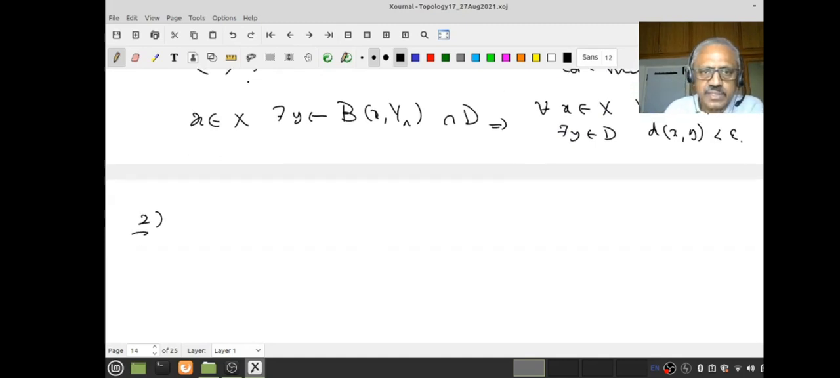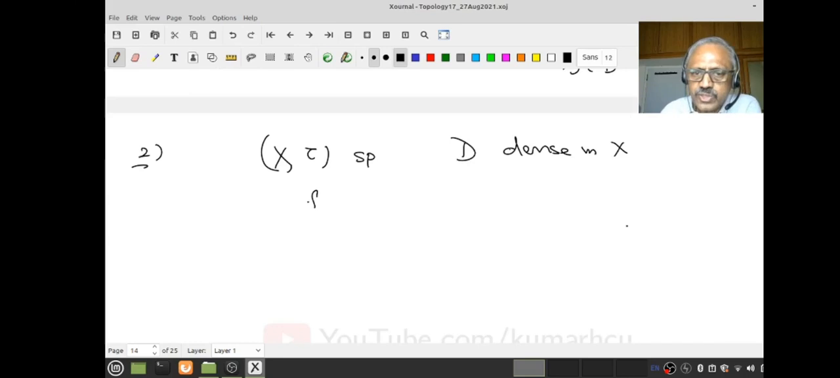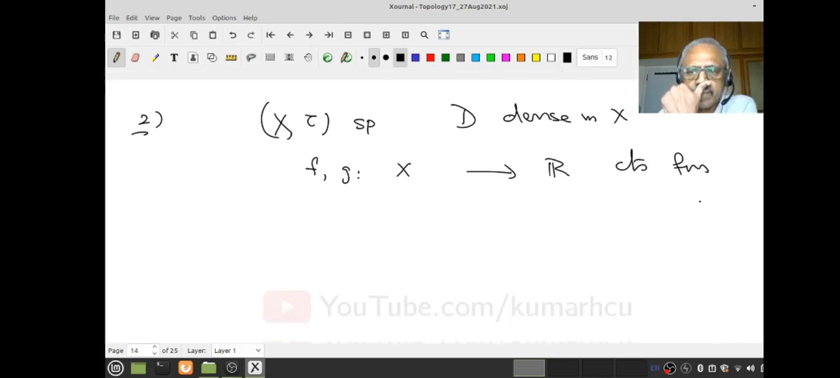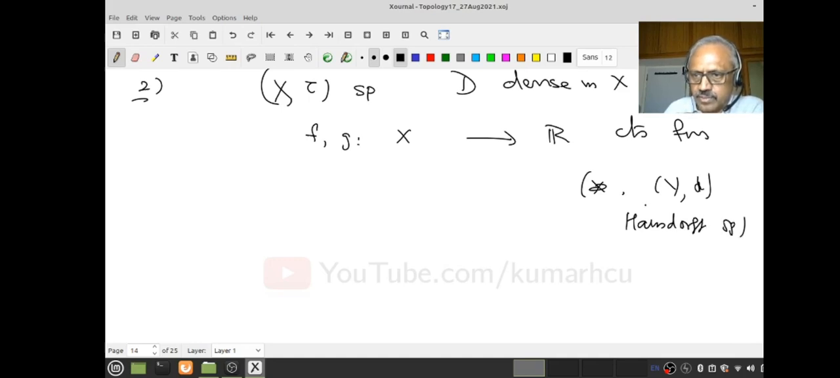This will be the last example that I will solve. Suppose (X, tau) is a topological space, and suppose D is dense in X, and assume f and g are real valued continuous functions, or maybe even complex valued, or it can be taking values in a metric space (Y, d). Or if you know what is meant by Hausdorff, which I have not defined in this course so far, you can also think of a Hausdorff space. These are all just a kind of jargon throwing.